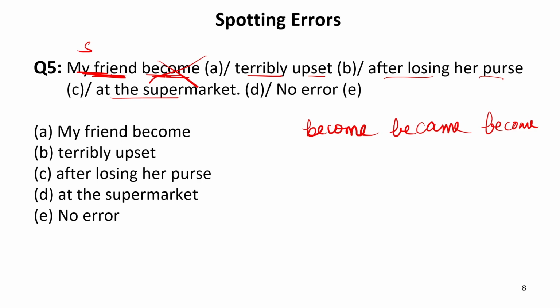Or we could write, my friend had become terribly upset. That means the error is in part A. The usage of this verb or this tense is incorrect. So our answer is A. This is very, very simple.